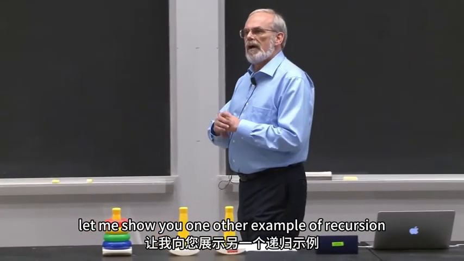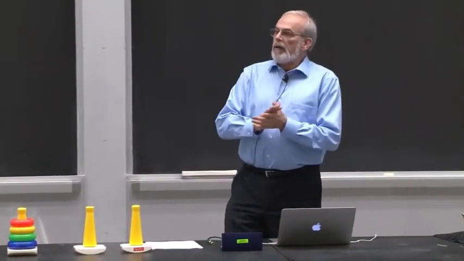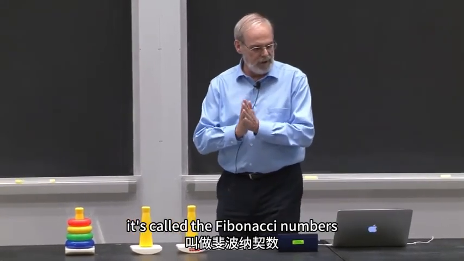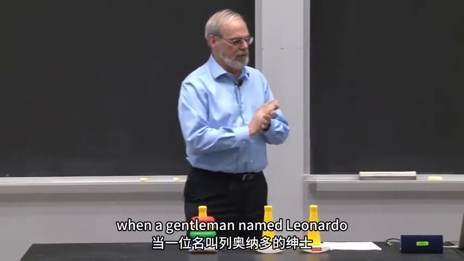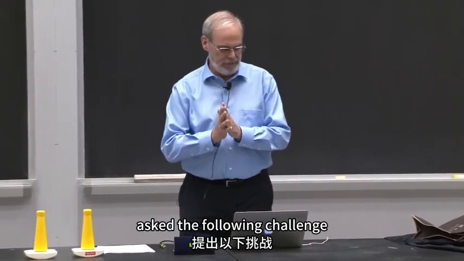Let me show you one other example of recursion that runs a little bit differently. In this case, it's going to have multiple base cases. And this is another very old problem. It's called the Fibonacci numbers. It's based on something from several centuries ago when a gentleman named Leonardo of Pisa, also known as Fibonacci, asked the following challenge.